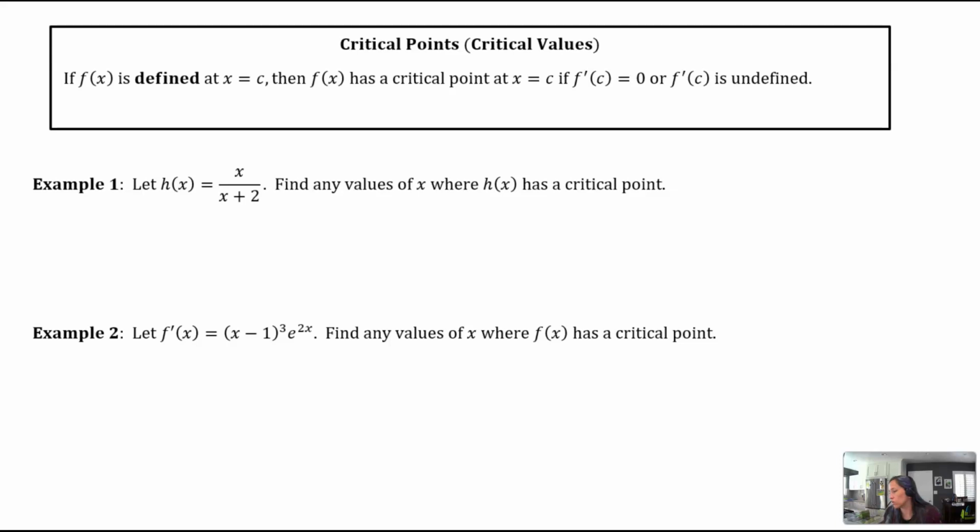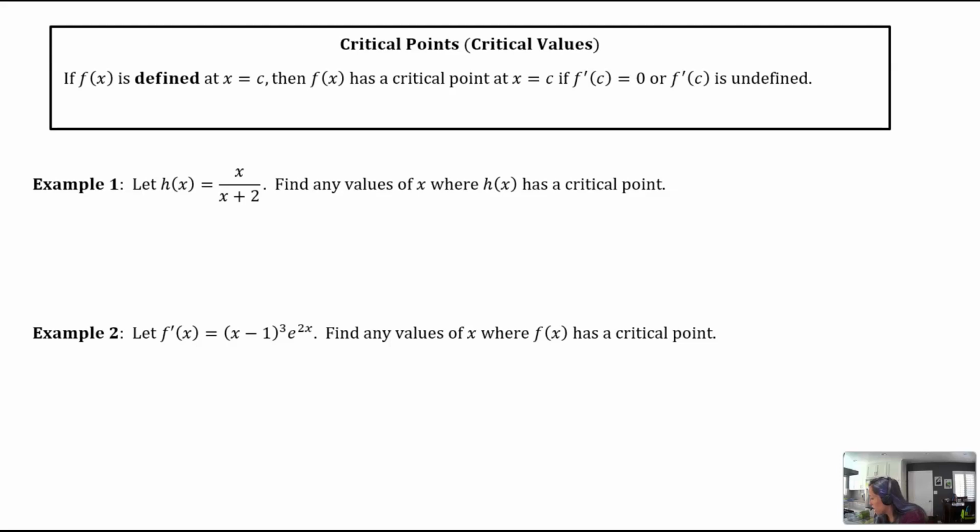So critical points or critical values are any time that our first derivative is either equal to 0 or undefined. So we could look at these two problems and let's just go ahead and find them. This is something you should be able to do. It's just a little bit of calculus with some algebra on top. So feel free to pause and then try this on your own before you watch me.